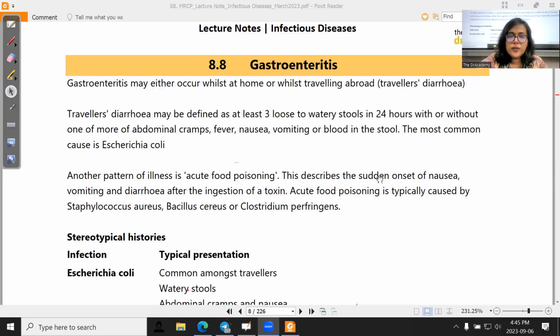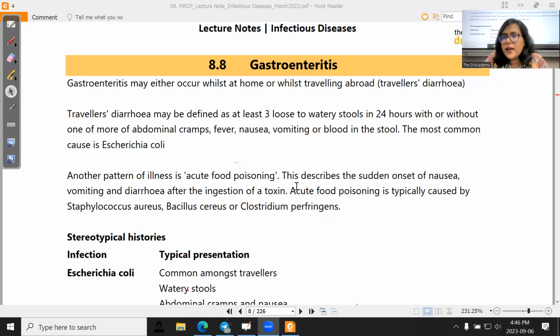Okay, so we're starting with the next topic, which is gastroenteritis. From third year to fifth year to internship, we have all gone through this topic over and over again, especially loose motion 3 times or more than 3 times in the last 24 hours. That will be a clue for gastroenteritis.